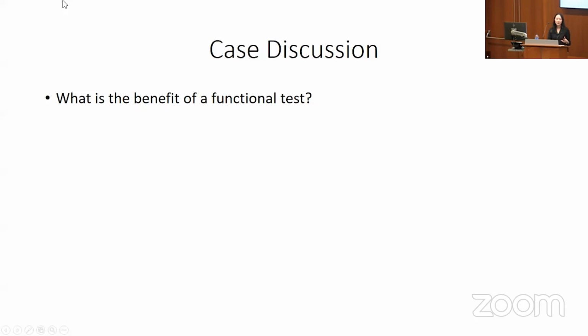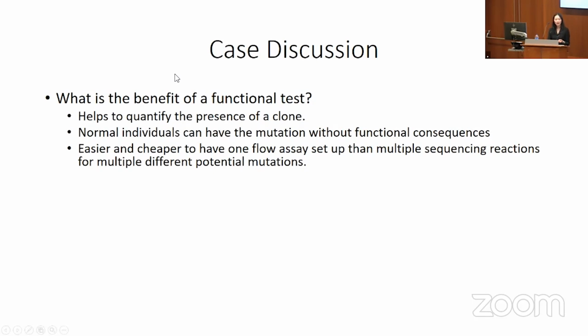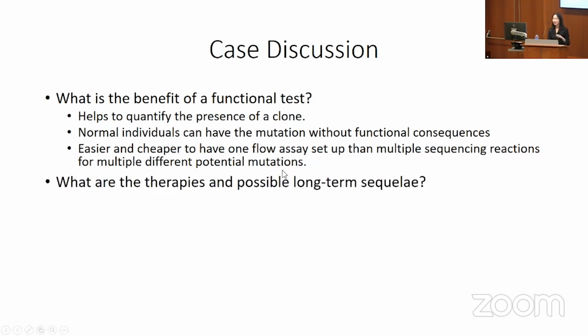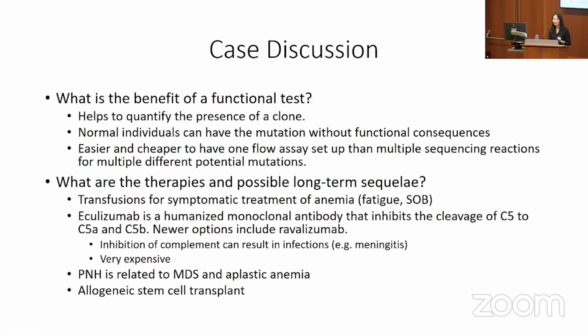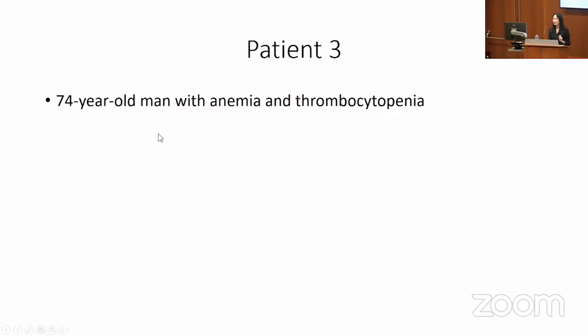So why do we do this functional test rather than a genetic test for PNH? Because it helps to quantify the presence of the clone that's actually abnormal. Normal individuals can actually have the mutation in PIG-A, the somatic mutation, but without functional consequences. So you don't want to just be sequencing PIG-A for everyone, because I might have that mutation, but I don't have PNH functionally. It's also just easier and cheaper to have one flow assay setup than multiple sequencing reactions. And again, I'll leave this to my colleagues who do the therapies and long-term sequelae, which are many.